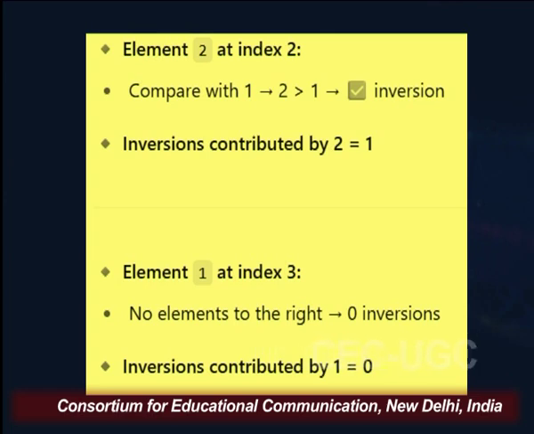And element 1, which is available at the last position, which is the index 3. So, no element is available onto the right of 1. So, there are 0 inversions contributed by that element 1 which is available at index 3.